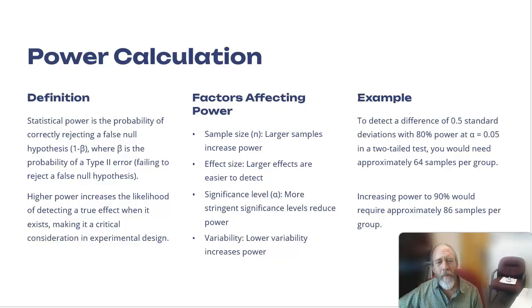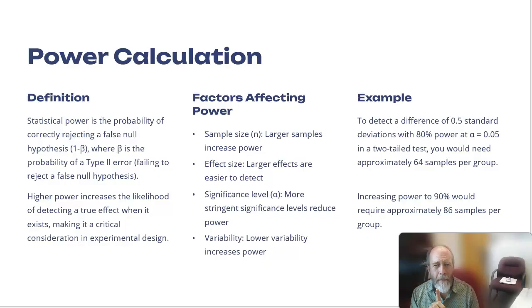Now, another one is the statistical power. And statistical power is defined, the definition, as the probability of correctly rejecting a false null hypothesis. Okay? Correct, and I'm just going to go with that. Correctly rejecting a false null hypothesis.